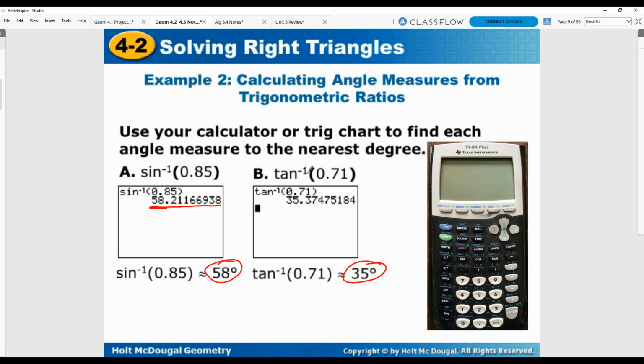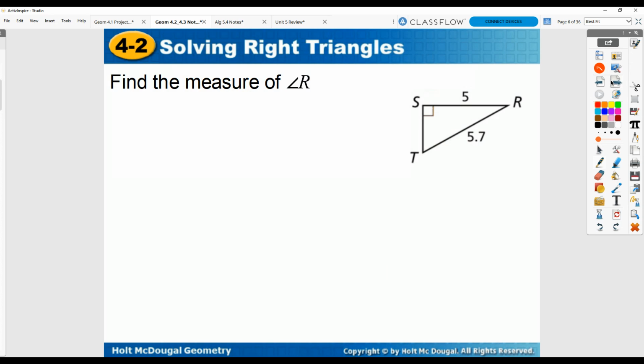Okay, so to do that, just again, you'd hit the second, hit your tangent button, and then we would have 0.71, enter, and it should get you this right here. Tell you your angle size. All right. So let's use this on an actual triangle itself.